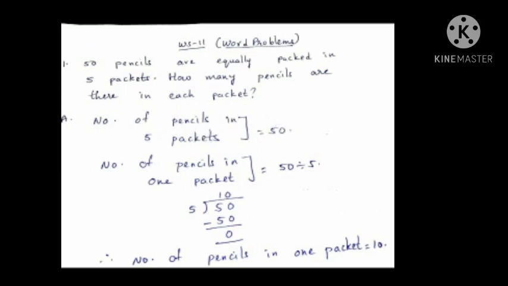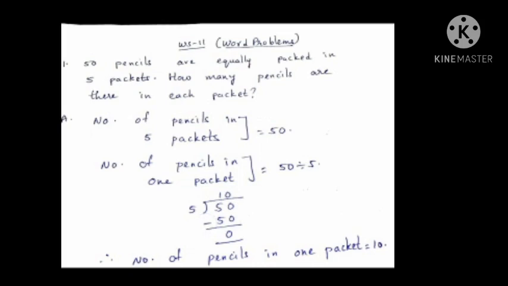What are they asking to find out? Pencils in each packet. So what is the second step? We'll write number of pencils in 1 packet is equal to 50 divided by 5. You know division, no? 50 divided by 5. In the 5 table, where will we get 50? Yes, it is 10 times. 5 tens are 50.